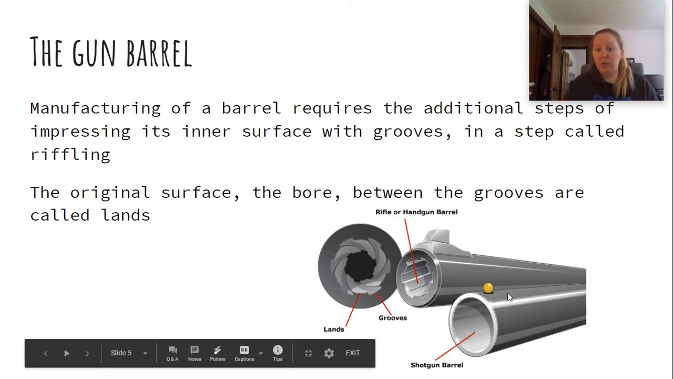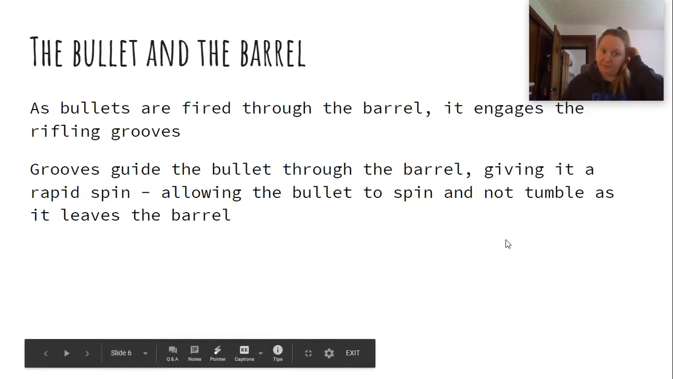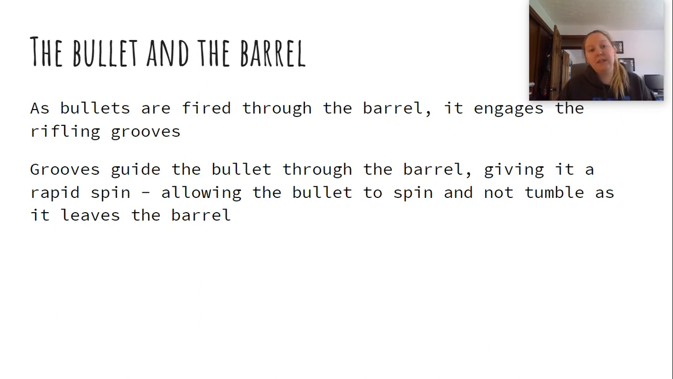Shotgun barrels are the only guns that do not contain rifling, because when the shotgun pellet hits the end of the barrel, the goal is to have it pretty much explode and have a wide range of shot. As bullets are fired through the barrel, they engage the rifling of the grooves. The grooves slide the bullet through the barrel, giving it a rapid spin, allowing it to shoot straighter and further versus tumbling out of the end of the barrel.